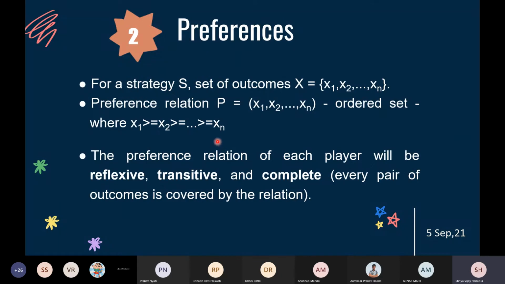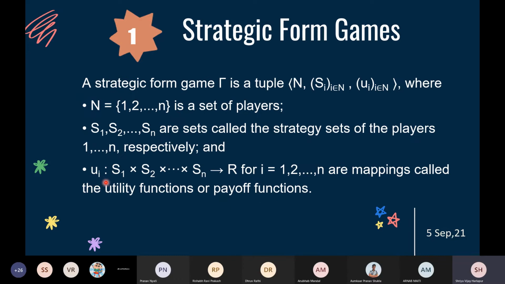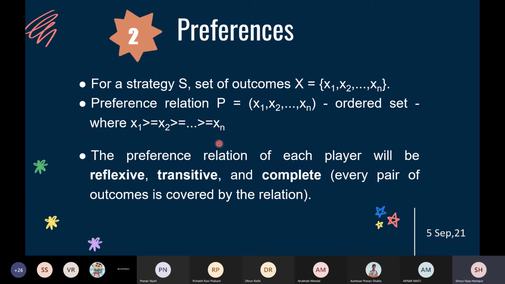Before that, I just want to talk about preferences. As I spoke about before, these utilities are the value that the player is deriving from using a particular strategy. Obviously, if there are a certain set of outcomes, the player will want to have the best outcome for himself. So we can denote this preference relation as an ordered set of the outcomes.